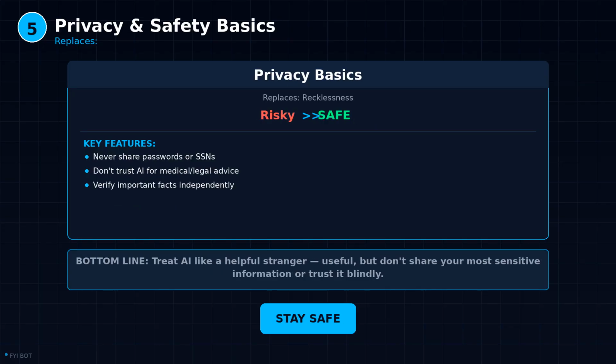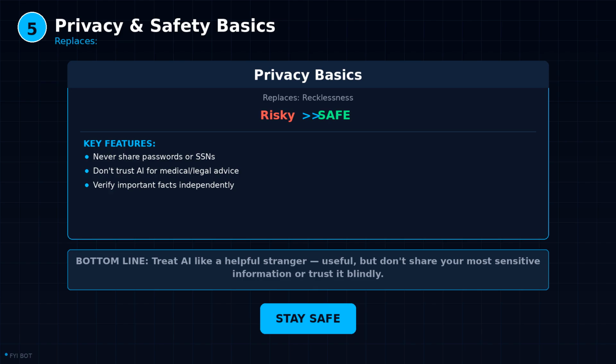Before we wrap up, we need to talk about something that matters just as much as knowing how to use AI, knowing how to use it safely. Here are the essential privacy and safety rules every beginner needs to know. Rule 1. Never share sensitive personal information. This includes passwords, social security numbers, bank account details, medical records, or anything else you wouldn't post on a public billboard. Whatever you type into a free AI service may be stored and potentially reviewed by the company to improve their systems. Think of it like talking to a helpful stranger, useful, but you wouldn't hand them your wallet.